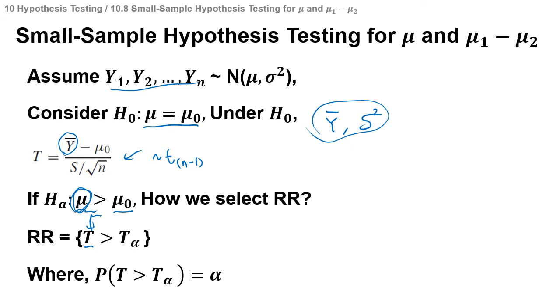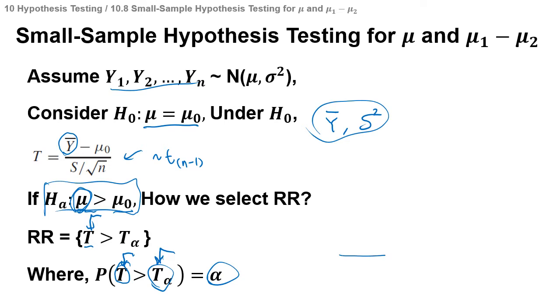With the t distribution, we can calculate the probability that our test statistic is greater than t alpha equals alpha, and we can select this as our test threshold decision rule. If we calculate our test statistic t and it is greater than t alpha, then we can reject the null hypothesis and accept the alternative hypothesis that mu is greater than mu0.